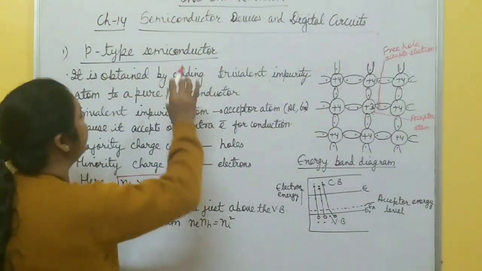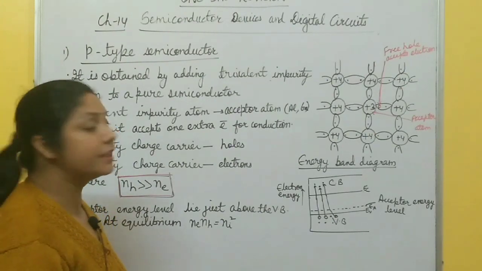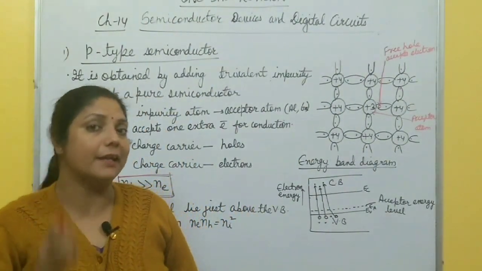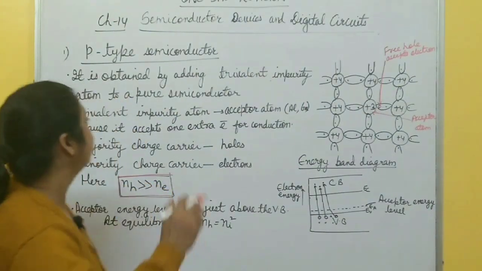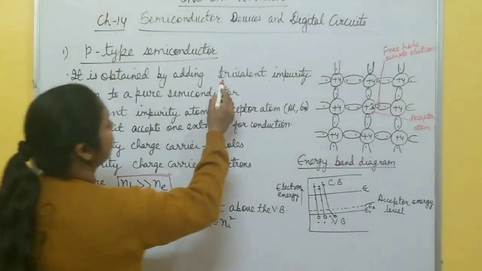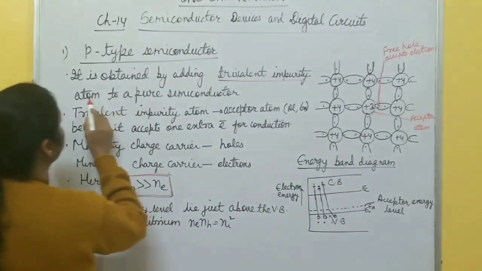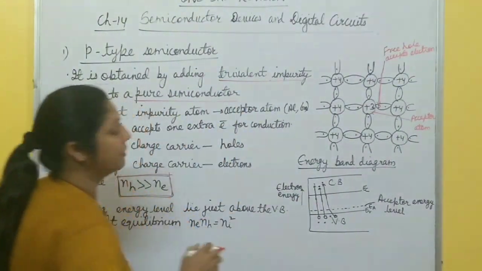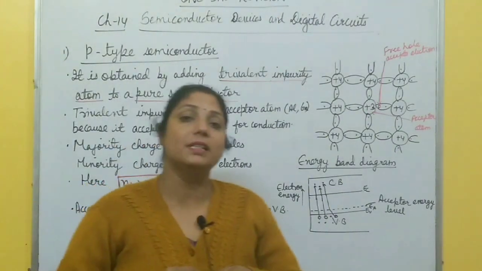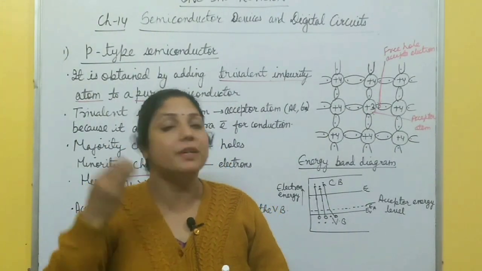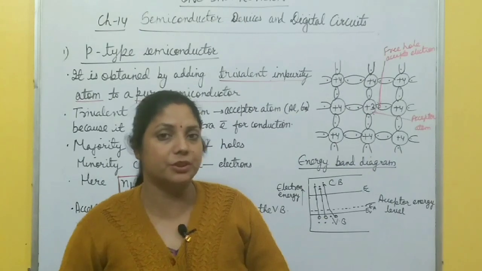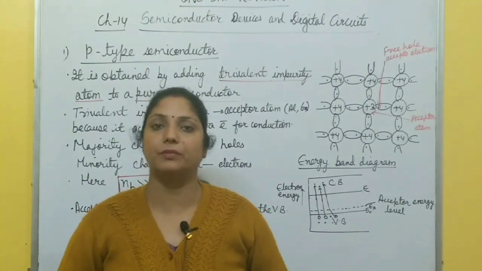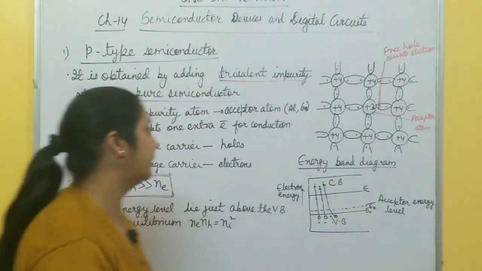Now next is the p-type semiconductor. What is this p-type semiconductor? When a trivalent impurity atom is added to a pure semiconductor, then the resultant semiconductor is called a p-type semiconductor. Trivalent impurity atoms means those atoms which have 3 valence electrons in the outermost shell, or you can say those elements which are present in the third group of the periodic table, right?